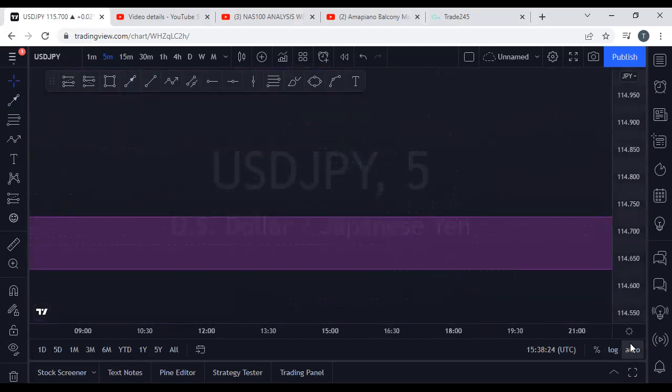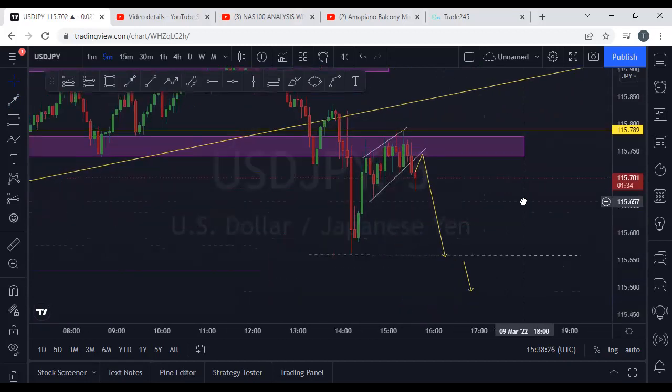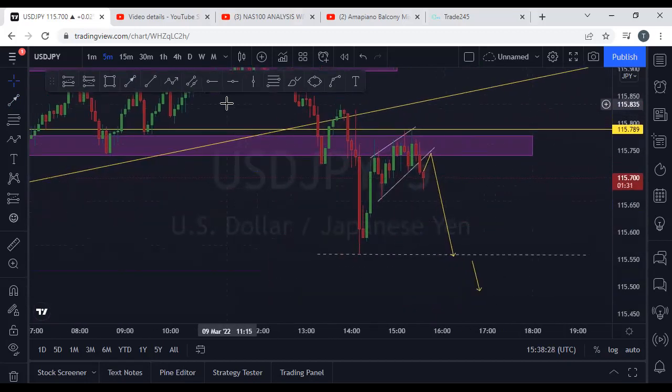So yeah guys, this is the analysis for USDJPY on the 9th of March 2022.